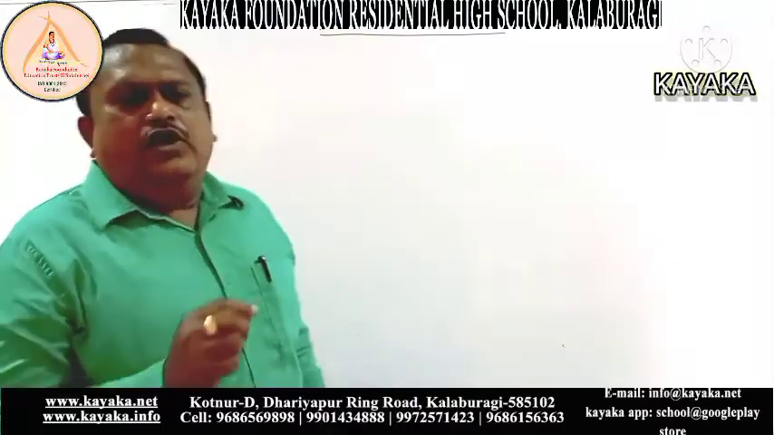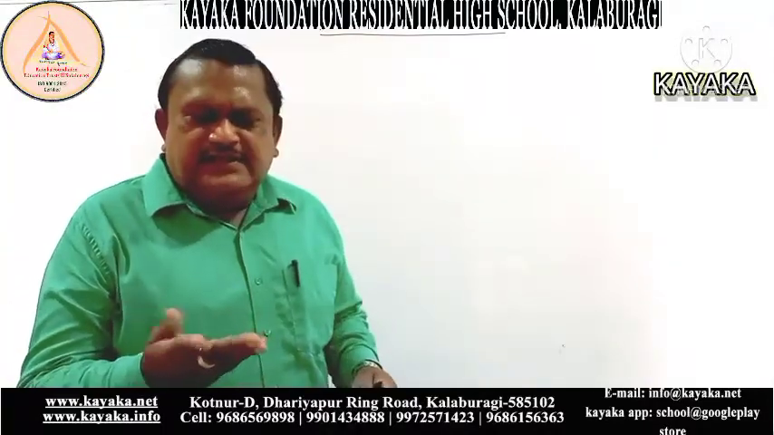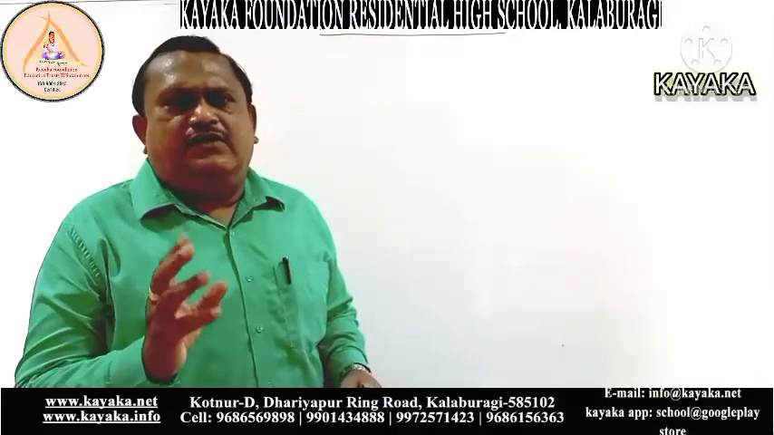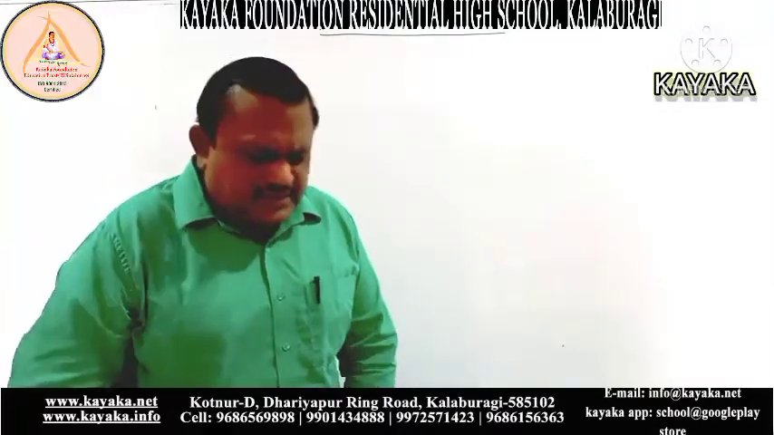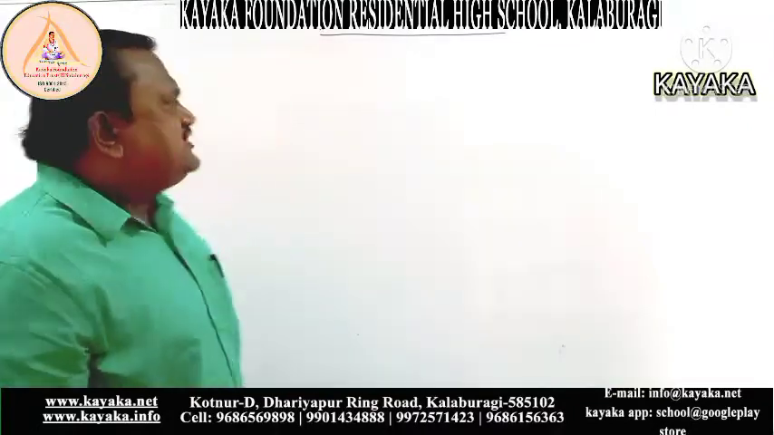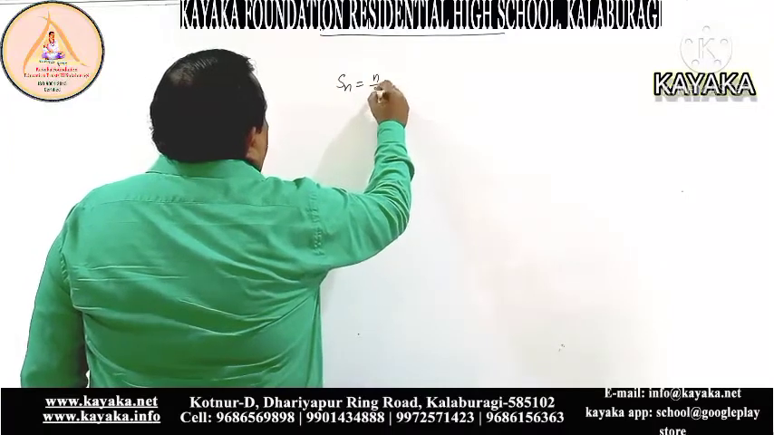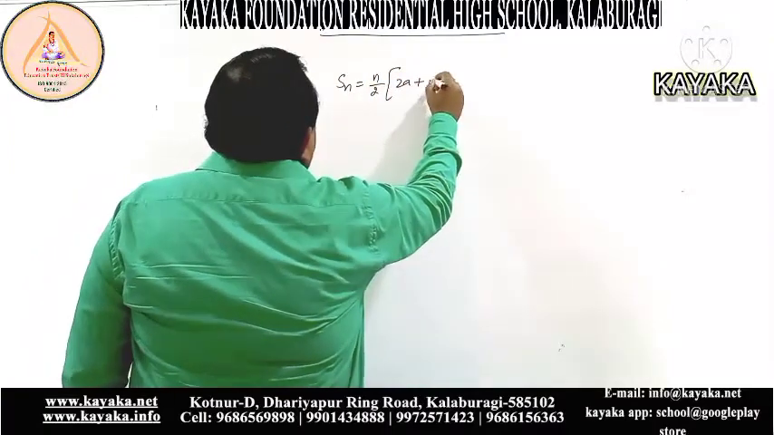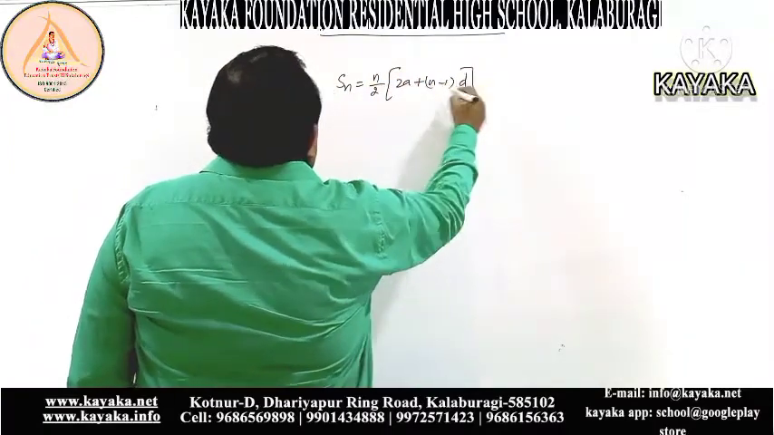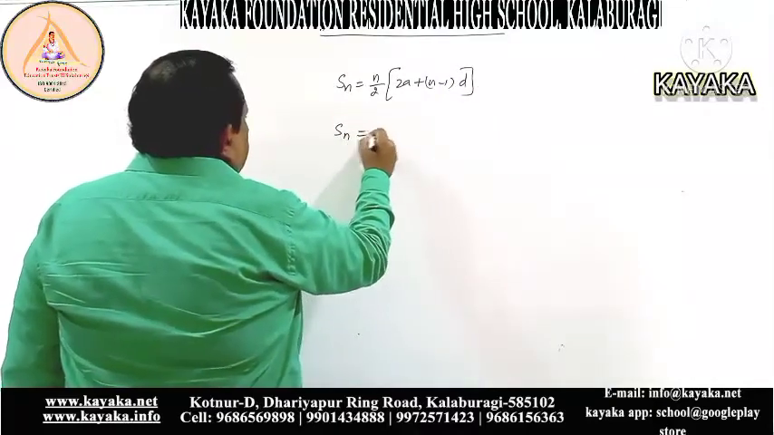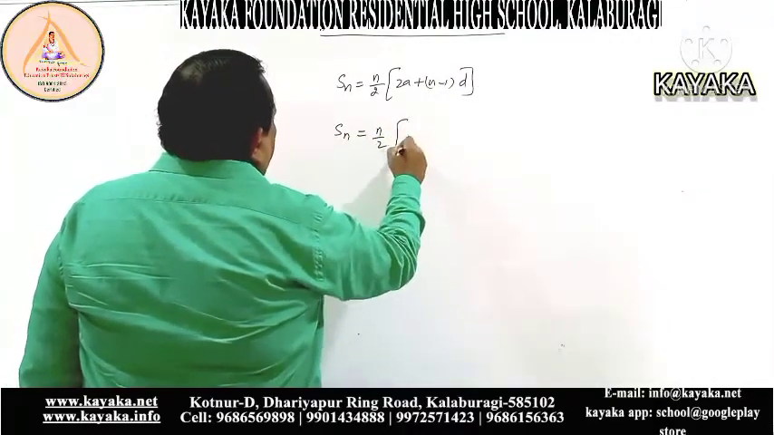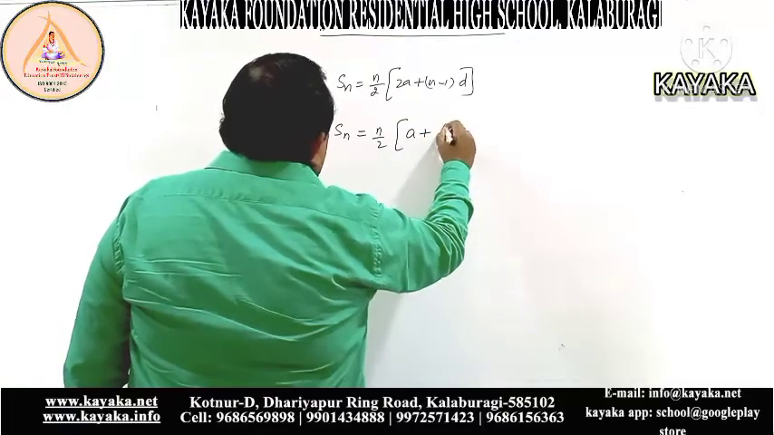Next one, in all the problems we will be finding the sum of the n terms of an arithmetic progression. The sum of n terms of an arithmetic progression is given by 2 formulas. The first formula is Sn is equal to n by 2 into 2a plus n minus 1 into d. And one more formula is Sn is equal to n by 2 into a plus l.